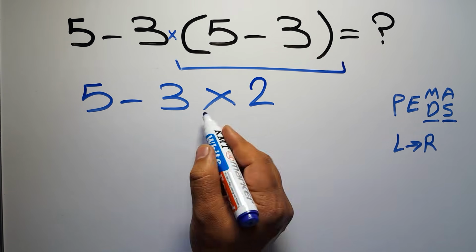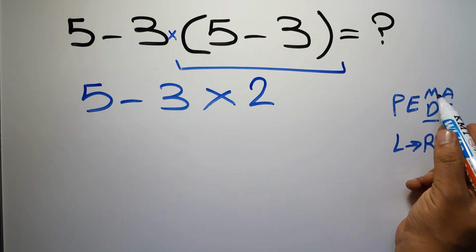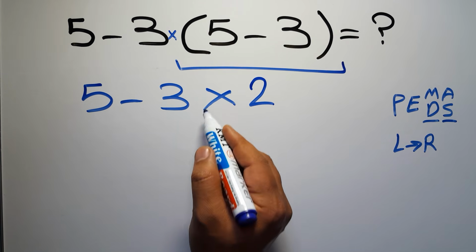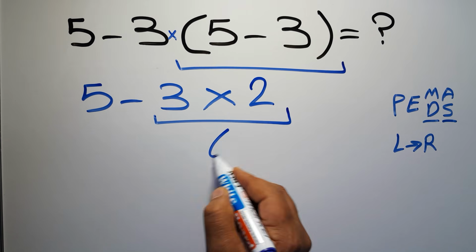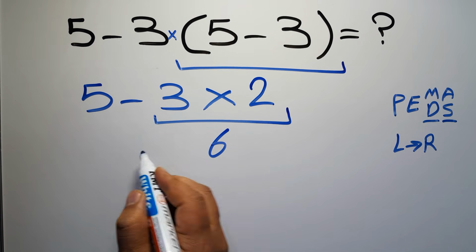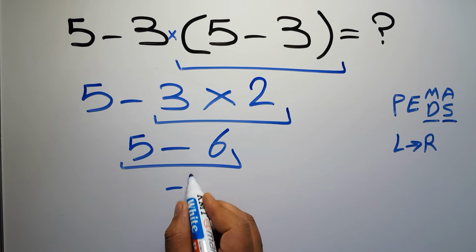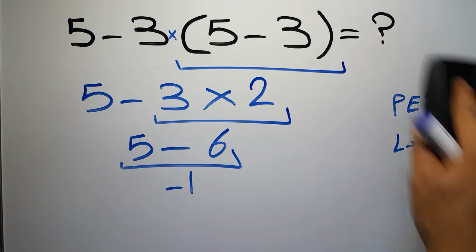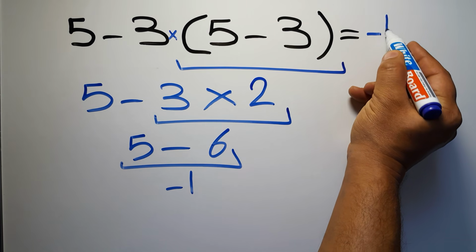According to the PEMDAS, multiplication has higher priority than subtraction because multiplication comes before subtraction. So here first we have to do this multiplication. 3 times 2 gives us 6. So 5 minus 6 which equals negative 1. And this is our final answer to this problem. The correct answer is negative 1.